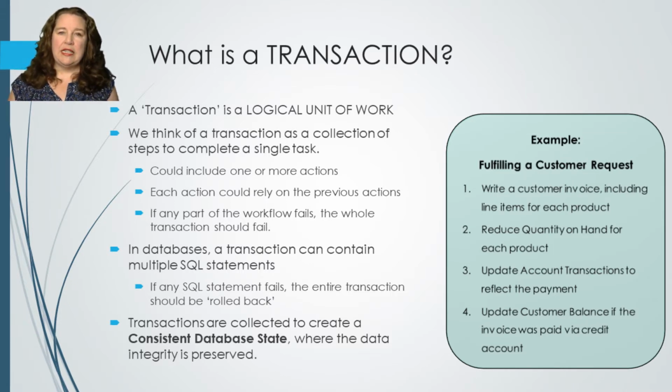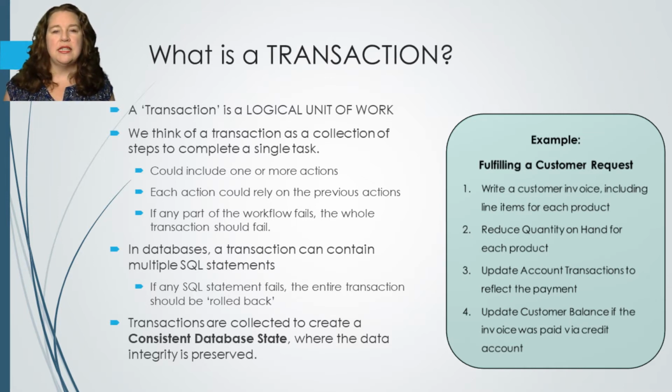So in databases, a transaction can contain multiple SQL statements. But if any one of those SQL statements fails for any reason, the entire transaction should be what we call rolled back. An example of this would be a customer comes in and purchases something. So we're going to do 4 items every time this happens. We are going to write out the customer's invoice, including those line items for each product. We're going to reduce the quantity on hand because we're taking it out of inventory. We are going to update the account transactions so that we can point out that the customer actually paid for it. And we're going to update their customer balance.